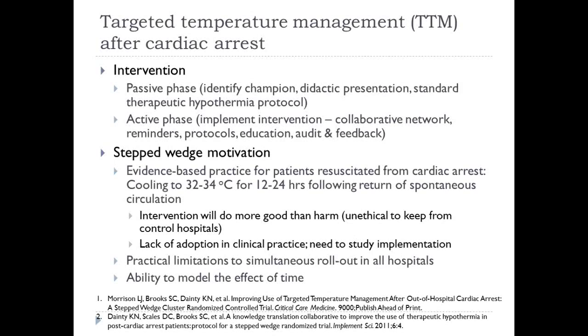Their motivation for utilizing stepped wedge is that targeted temperature management is an evidence-based practice for patients that are resuscitated from cardiac arrest. It involves cooling to 32 to 34 degrees Celsius for 12 to 24 hours following return of spontaneous circulation. They believed that the intervention would do more good than harm, and so it was unethical to keep it from the control hospitals. However, there was lack of adoption in clinical practice of this known evidence-based practice, and there was a need to study implementation. There were practical limitations to simultaneous rollout in all hospitals, so a step design with sequential implementation made a lot of sense to them, and they were also very interested in modeling the effect of time.